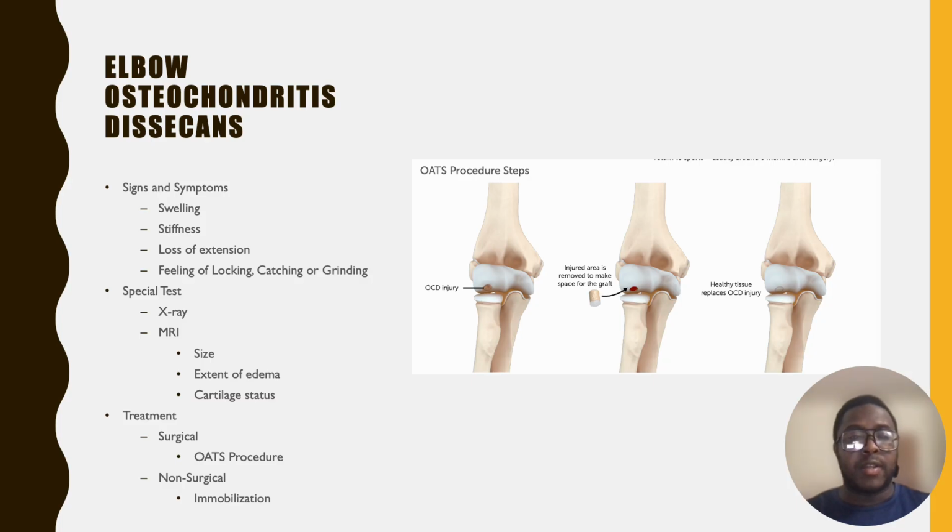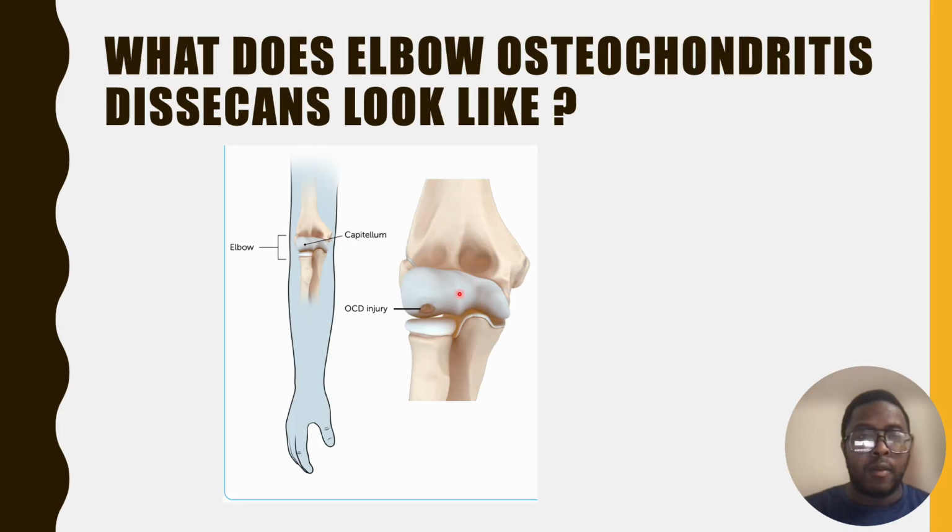And for treatment, it's a procedure, for example here we have the OCD injury. Then the injured area is removed to make space for the graft. Then the healthy tissue replaces the OCD injury. Or for non-surgical, we have immobilization. And what it looks like, so again, here we have the capitellum and that little bony indentation where it is. The second stage of the surgery is where the OCD injury is. So this image shows the surgical aspect of where the OCD injury is and how to replace it, as well as the previous picture before.